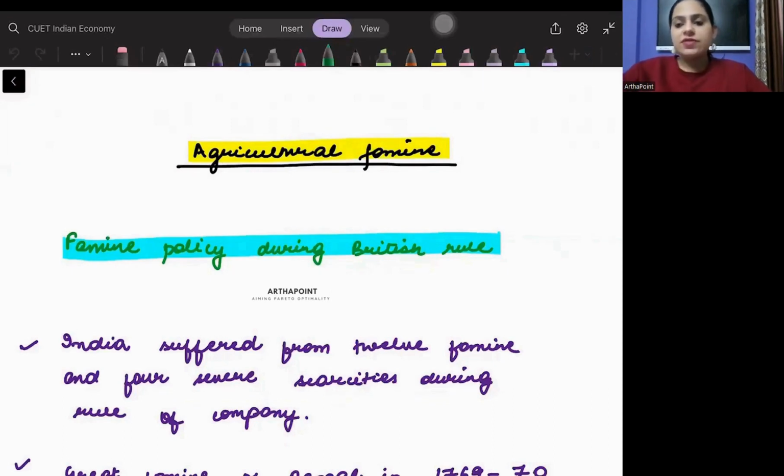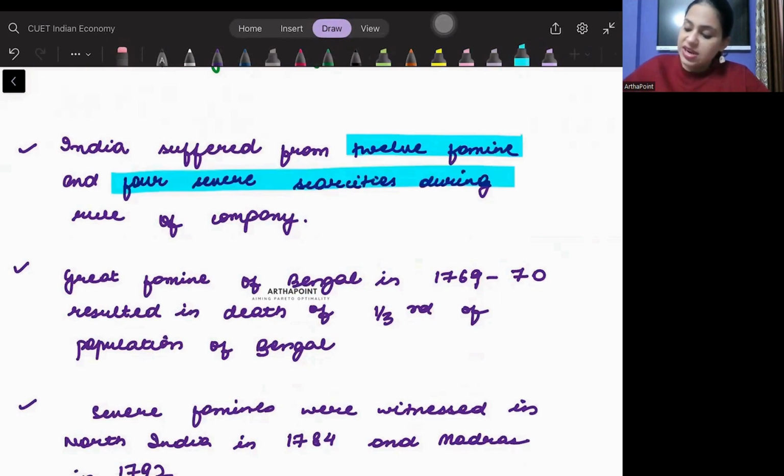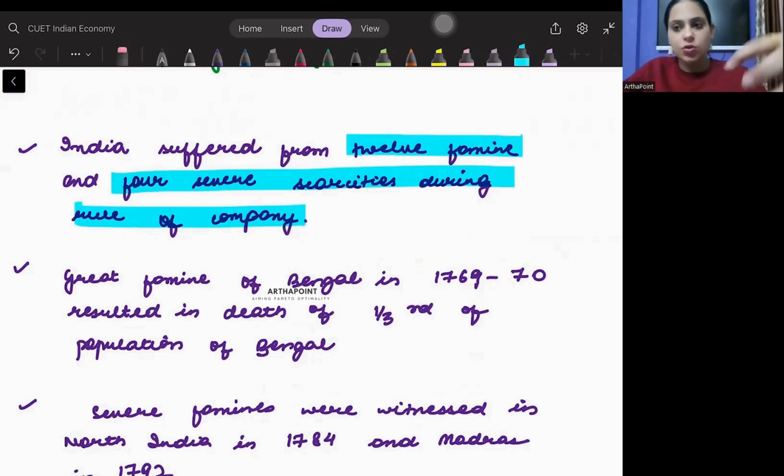So the first thing that we have to try and understand in this case is that this is very important data: India suffered from 12 famines and 4 severe scarcities during the rule of the East India Company. Now, one reason that is given for this, देखो बेटा ध्यान से समझो, खाना कब नहीं होगा? When will there be a shortage of food? One of the major reasons is when there is no production of the food.